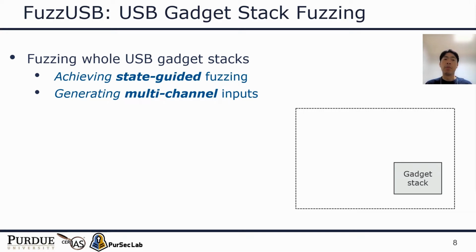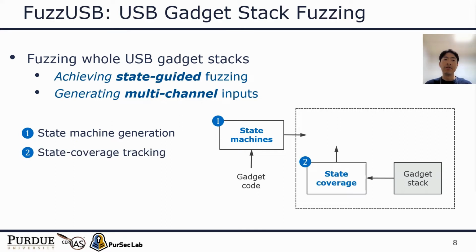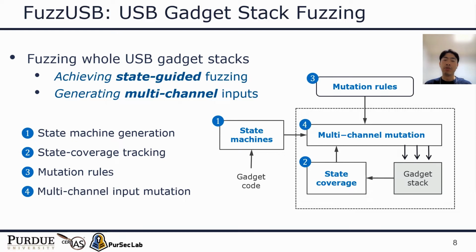FuzzUSB comes with several key components. First, the state machine is the one that guides our stateful input mutation. It is built using program analysis before fuzzing execution. Second, FuzzUSB uses a state coverage tracking method that is suited for our state machine-based mutation. Mutation rules allow users to adjust the stateful mutation strategy in detail. An actual mutation is done guided by the state machine and mutation rules, and mutated inputs will be delivered into the appropriate input channel.